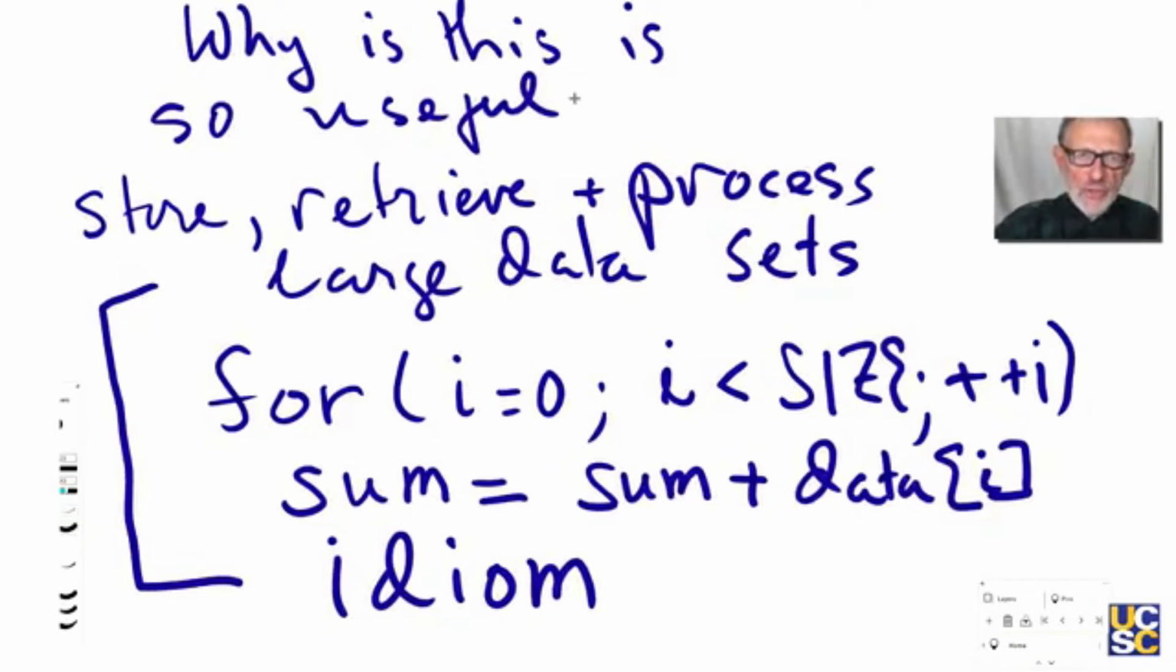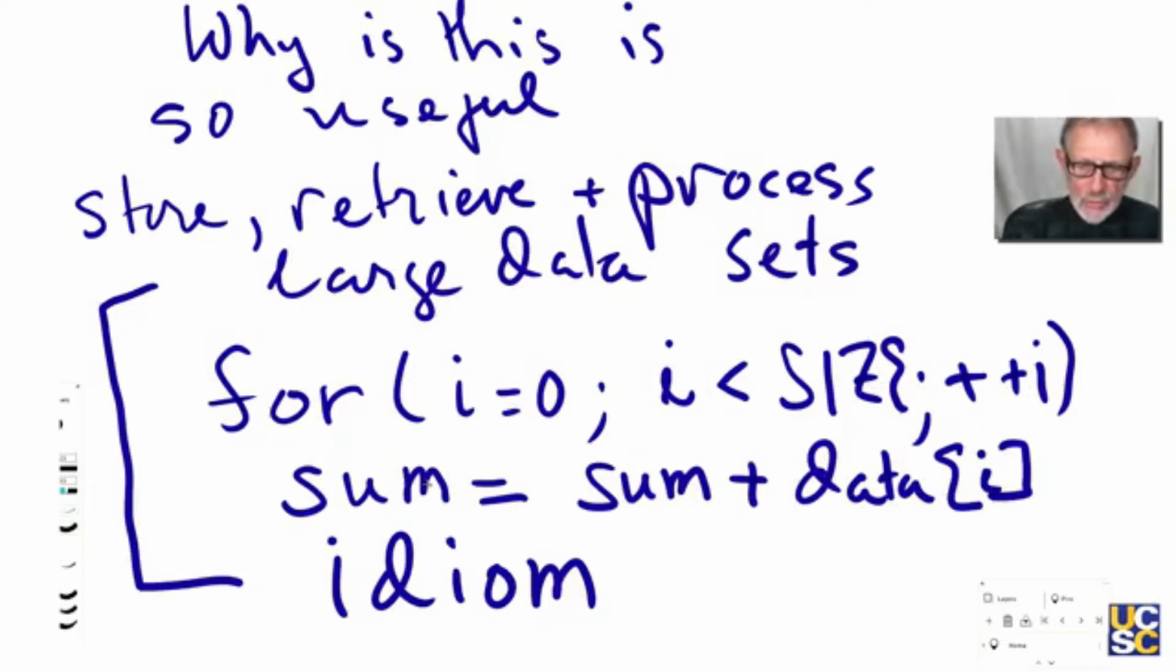Why is this so useful? Well, most processing is not about processing a few things. It's mostly about storing, retrieving, and processing very large data sets. Data sets that are frequently in the millions. Well, look at this little for statement. For i assigned 0, i less than some size, auto increment i.